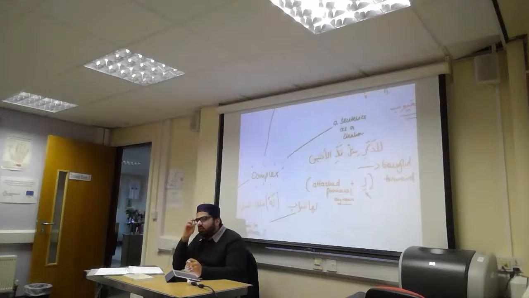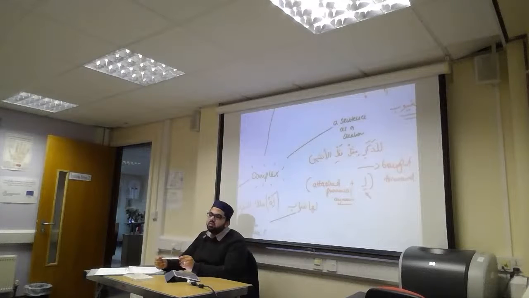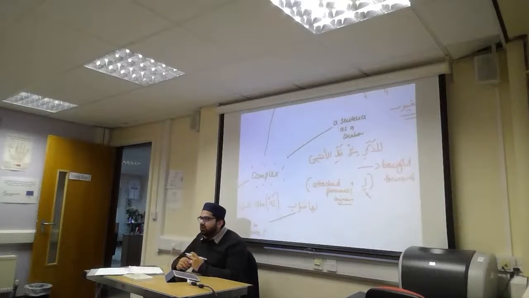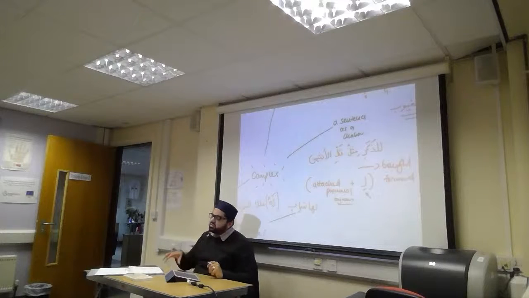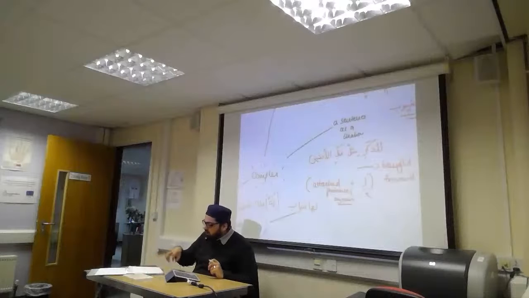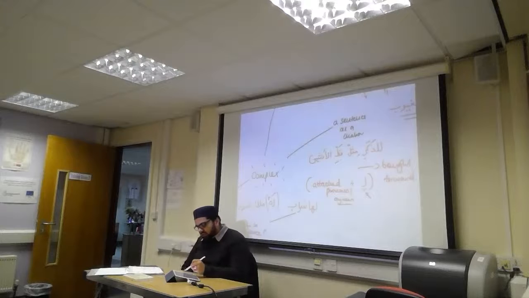So for example, للذكر مثل حظ الأنثيين. This is talking about inheritance. So what happens in inheritance? When it goes down, للذكر, for the male belongs مثل, the same as حظ الأنثيين, two of women, two of females. So we know in inheritance that the males get two parts in respect of the females. So this is what Allah Ta'ala is saying.